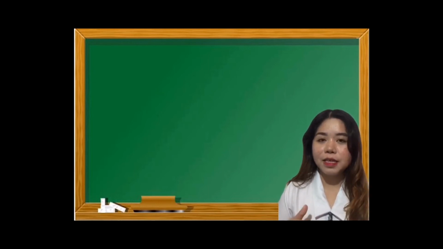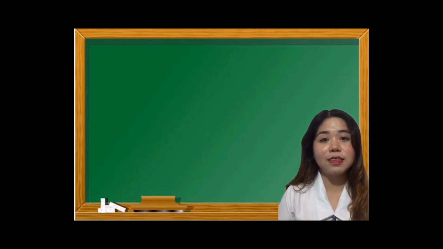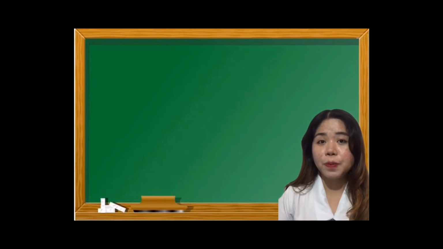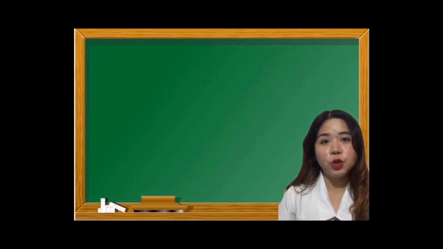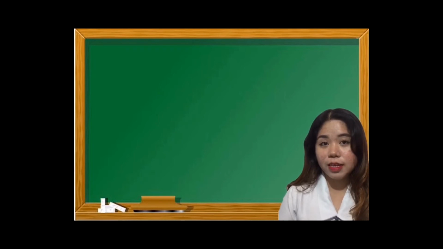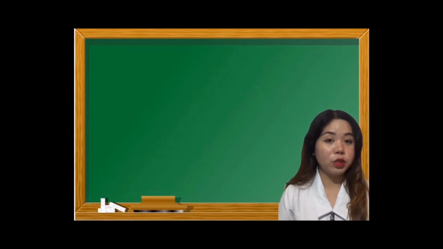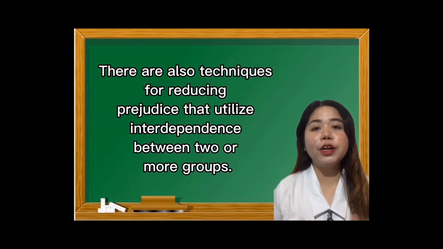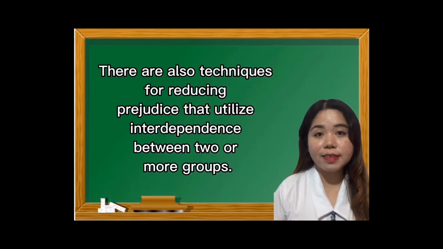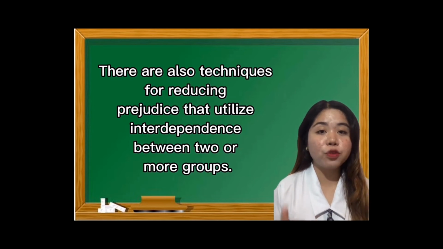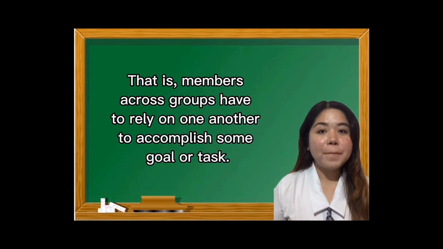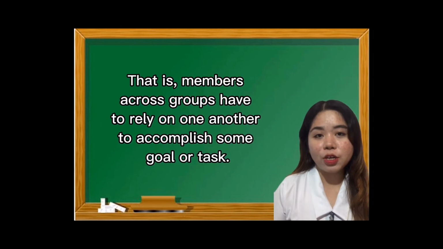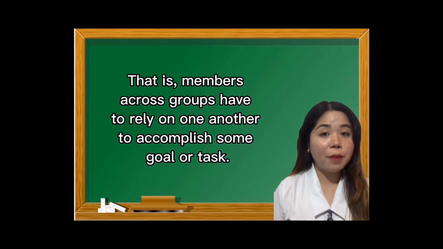Models utilizing superordinate identities include the common in-group identity model, the in-group projection model, the mutual intergroup differentiation model, and the dual identity model. Please take note of that. Last is the interdependence. So there are also techniques for reducing prejudice that utilize interdependence between two or more groups. That is, members across groups have to rely on one another to accomplish some goal or task.